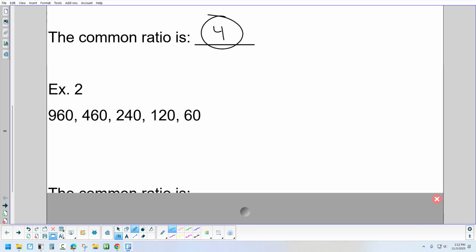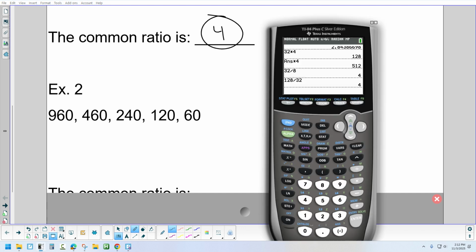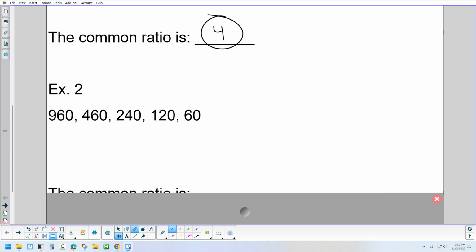This one, let's see. I think it might be a misprint on that. Let me double check it. Yeah, this should be 480. Change that second number to 480, and that doesn't mess up any of the other ones. Everything else is fine.